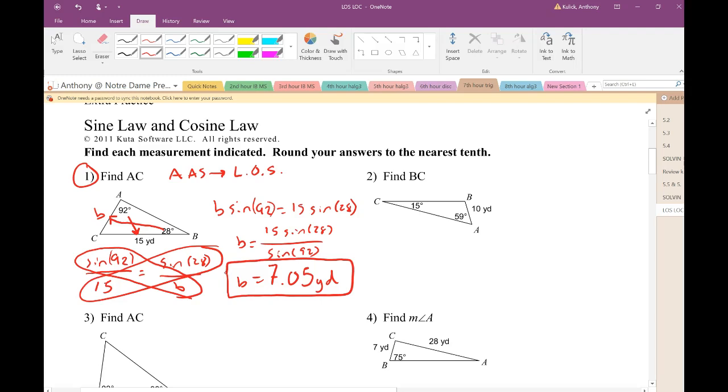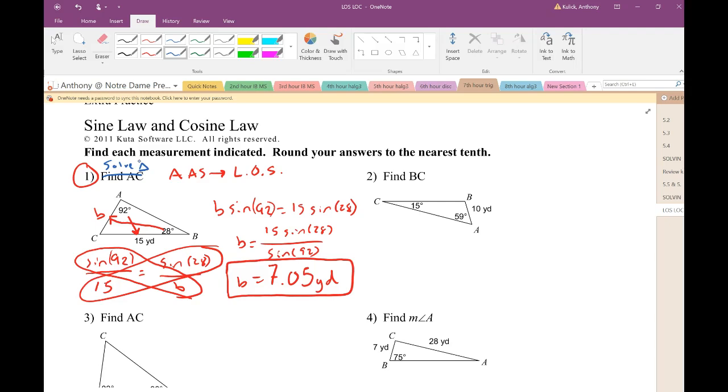Everybody okay there? What if I asked you, instead of just finding AC, to solve the triangle? What is that asking you to do then? Yeah, find all the missing pieces. So let's just do that for practice's sake.